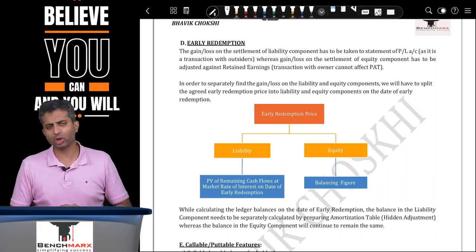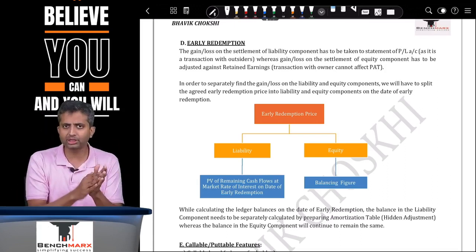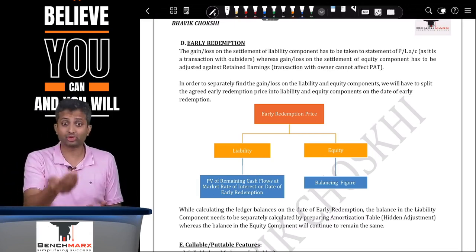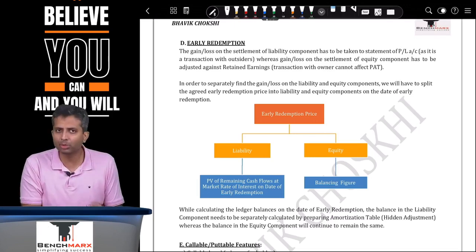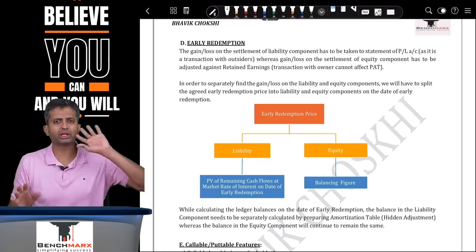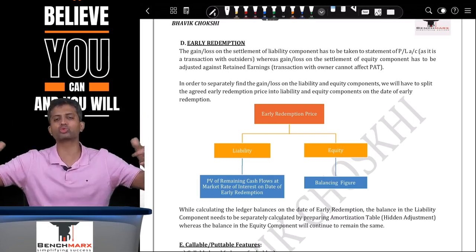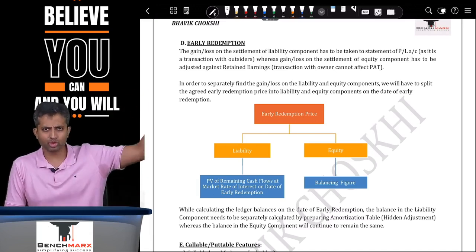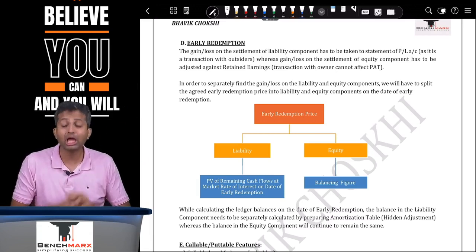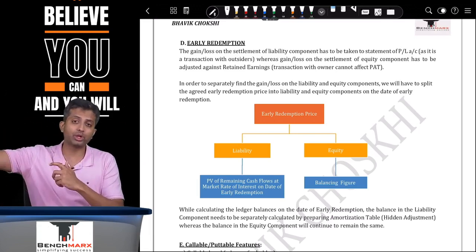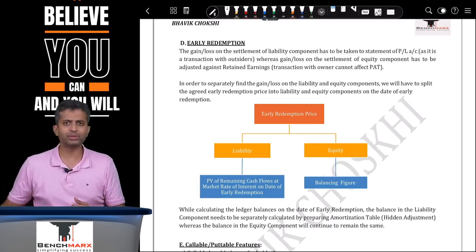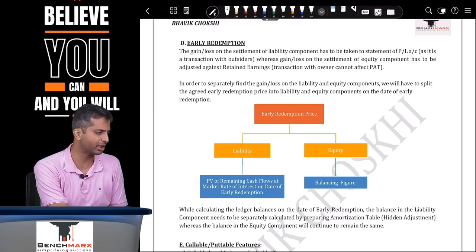So while you are doing the split accounting for the early redemption price, you will try to find the present value of the remaining cash flows at the market rate of interest on the date of early redemption. That will give you how much you are paying for the liability component. Whatever is the remaining amount, you are paying for the equity component. Once you are able to segregate and find the amount for the liability and the equity component, you will pass two separate entries. Your liability component as per your books account debit to bank based on how much you are paying for the liability component. Balancing figure goes to the P&L. In the equity component, you will debit the equity component in your books, which will be the same value, to bank, and the balancing figure will be taken against the retained earnings.